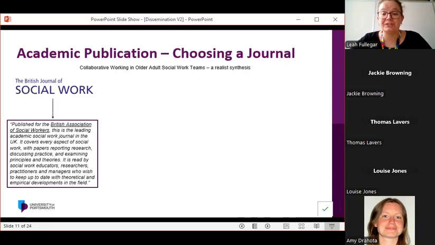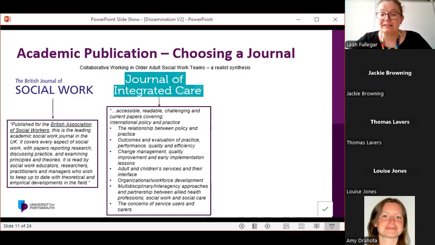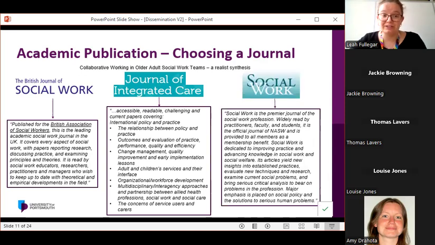We could aim for the British Journal of Social Work, which is closely associated with the British Association of Social Workers, and has an excellent reputation for publishing really good quality research. We could also try and submit to the Journal of Integrated Care, which covers more how different agencies work or collaborate to deliver holistic care, and has a more practical flair. Or we could submit to Social Work, which is associated with the National Association of Social Workers in the US.